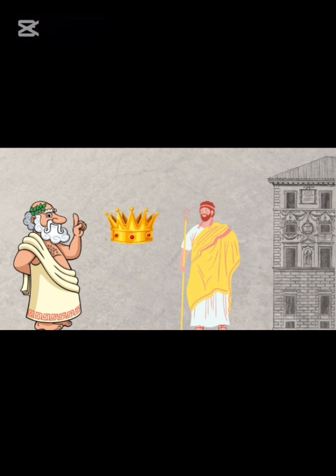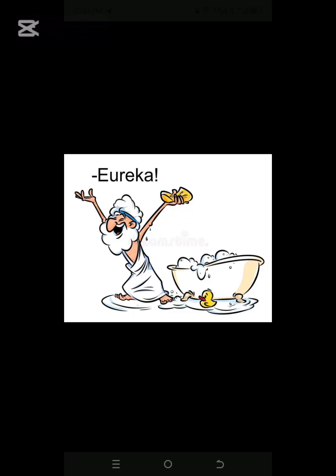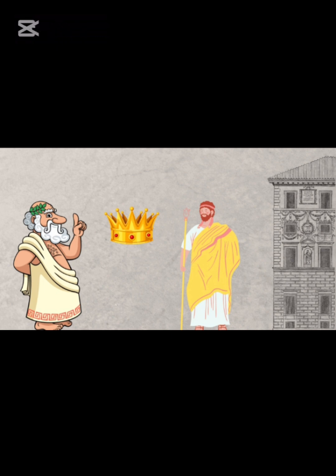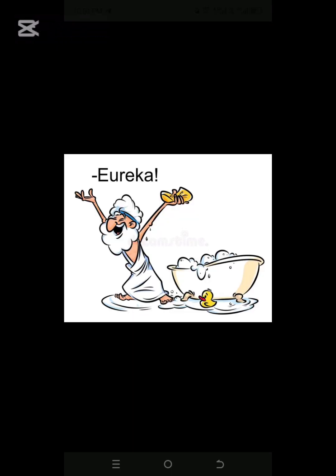And one day, he was about to have his bath. The bathtub was filled with water. As he sank his body into the bathtub, water spilled out, and he realized that the water that poured out is equal to the volume of his body under the water in the bathtub. Books had it that on realizing this, he ran out naked, screaming, "Eureka! Eureka!" meaning I have found it in Greek language.